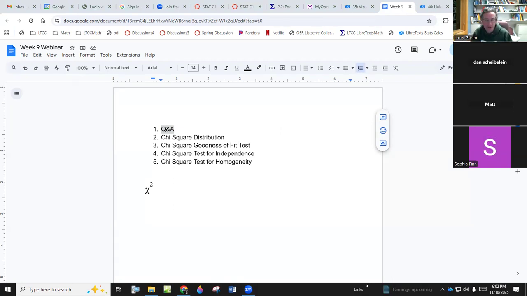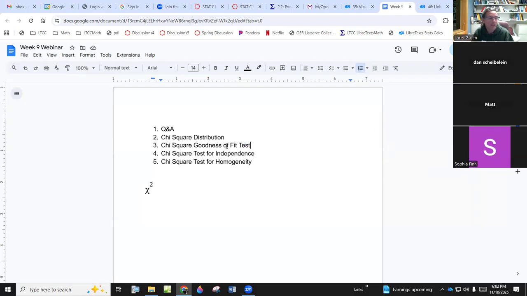We've had a lot of distributions. We've had the normal distribution, the uniform distribution, the t-distribution, the binomial distribution, and now we're going to get into the chi-squared distribution. And it's going to be used in some pretty important special cases. So we'll have three different tests that involve this chi-squared distribution.